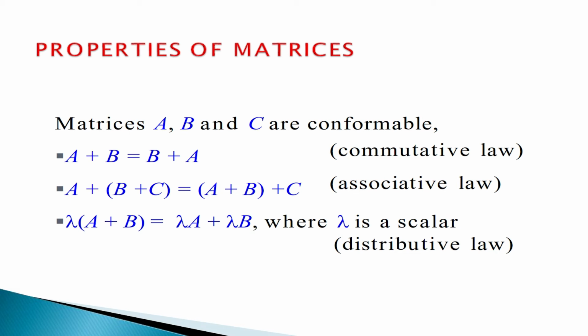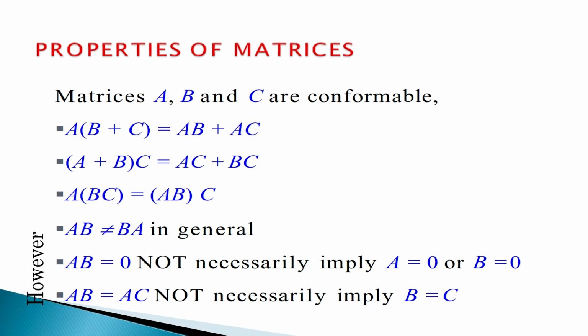If matrices A, B, C are conformable, then matrix addition is commutative, that means A plus B is equal to B plus A. Similarly, matrix addition is associative, that is A plus B plus C can be A plus B plus C grouped either way. Similarly, if lambda is a scalar, then the distributive property also holds, that means lambda times A plus B is equal to lambda A plus lambda B. Next, A times B plus C is equal to AB plus AC, that is, matrix multiplication is distributive. Similarly, A plus B into C is equal to AC plus BC.